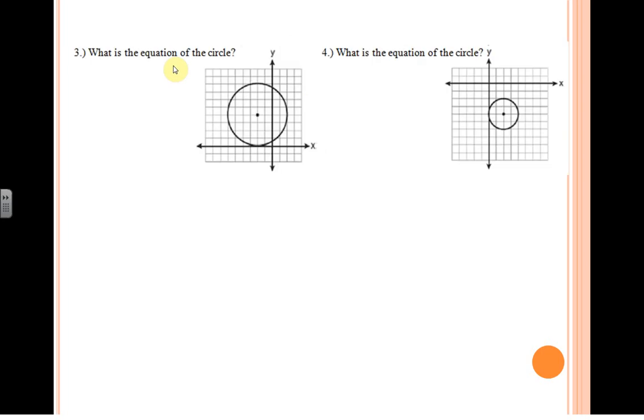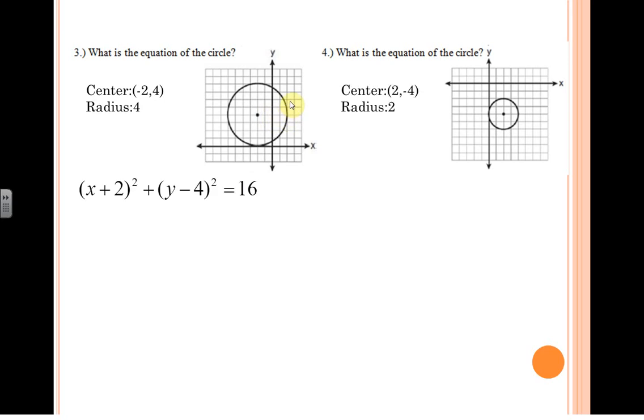So now, from a graph, I still need those two pieces of information. I need to know what the center and the radius are. So if I find my center, I go to negative 2, positive 4, so there's my center. And my radius, I just count from the center to the outside of the circle. So I get 4. And then I plug it into the equation. Doing it again, (2, negative 4) this time, with a radius of 2. I plug that information in. So it's all about the center and radius with the circle equation.